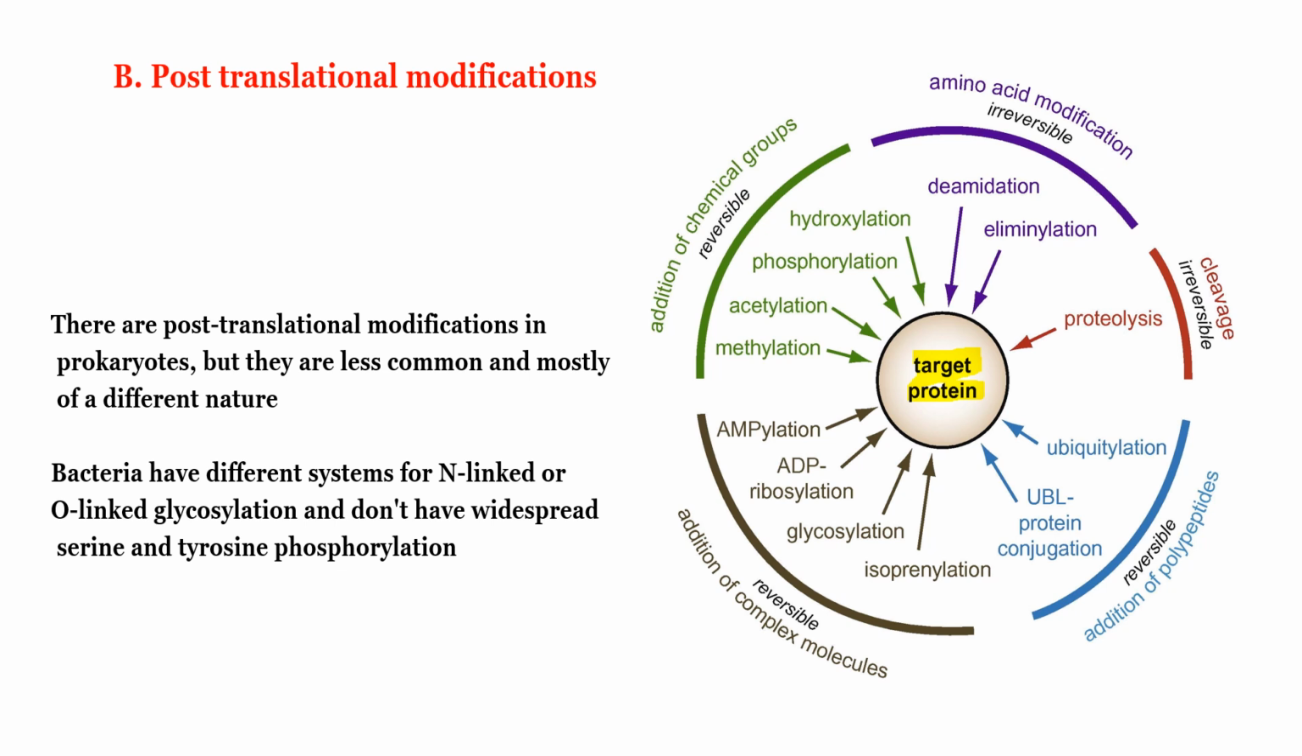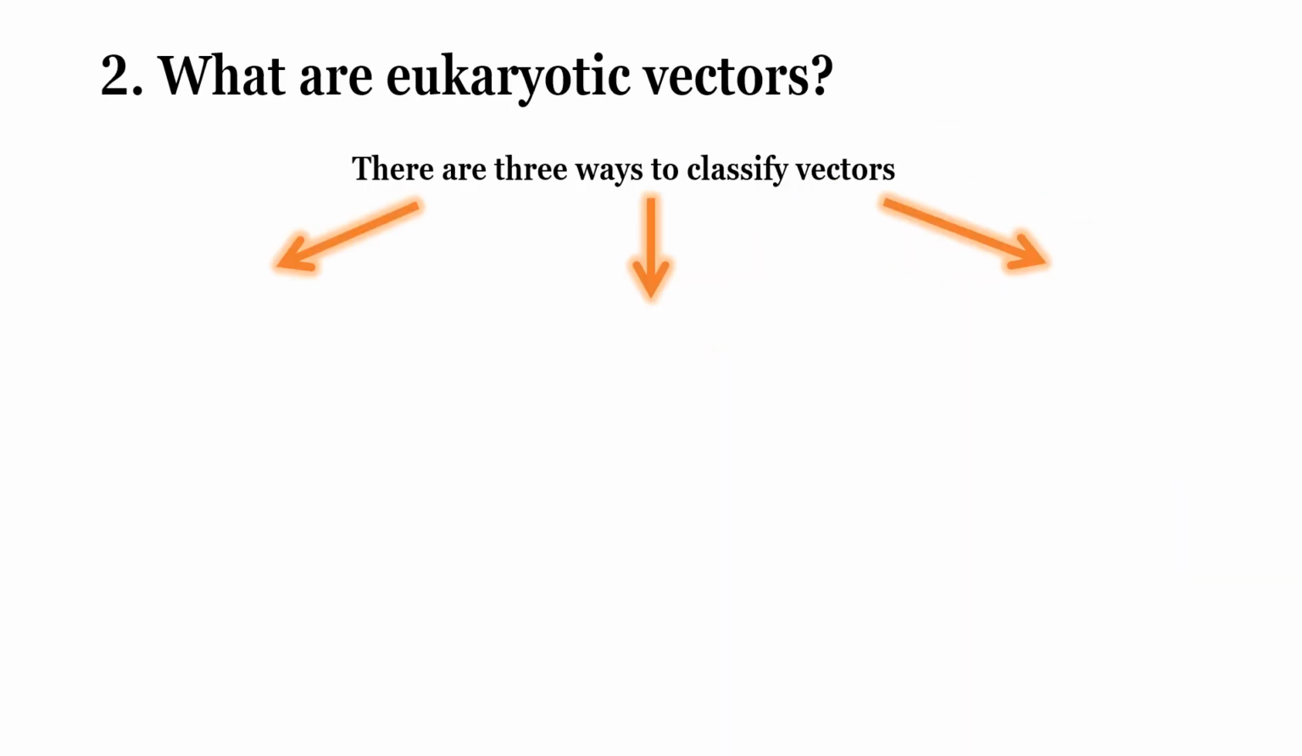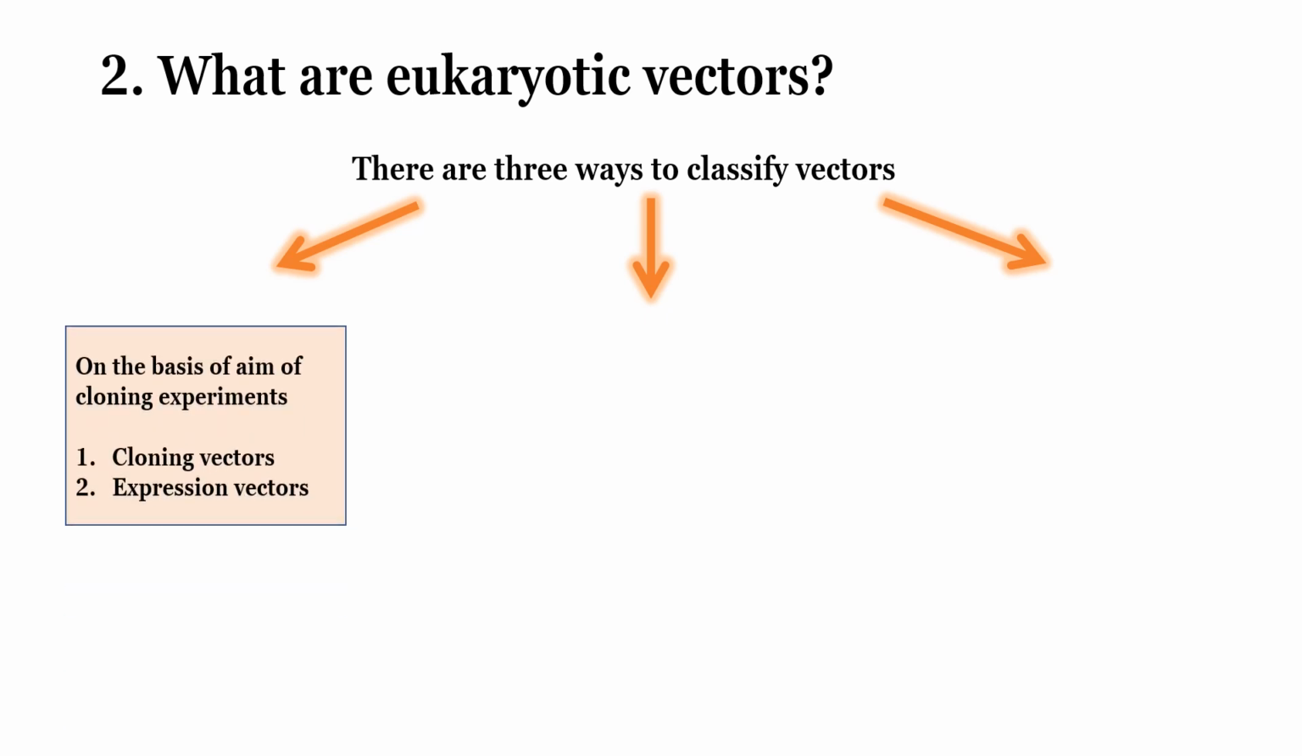Okay, now let's move on. So now we have selected a eukaryotic host. What kind of vectors will we use so that we can clone a gene in a eukaryotic host? Let's go back to the classification of vectors. The vectors can be classified on the basis of the cloning experiment aim. Do we want to clone a gene or express a gene? Cloning a gene means making more copy numbers so that we can study a gene, either the structure of the gene or the function of the gene.